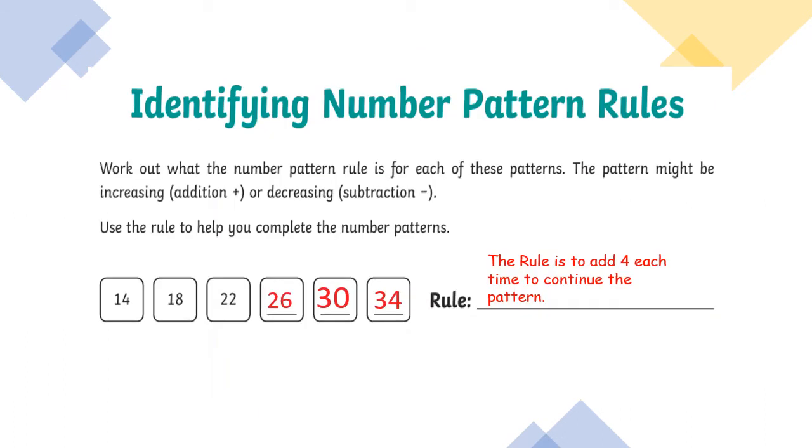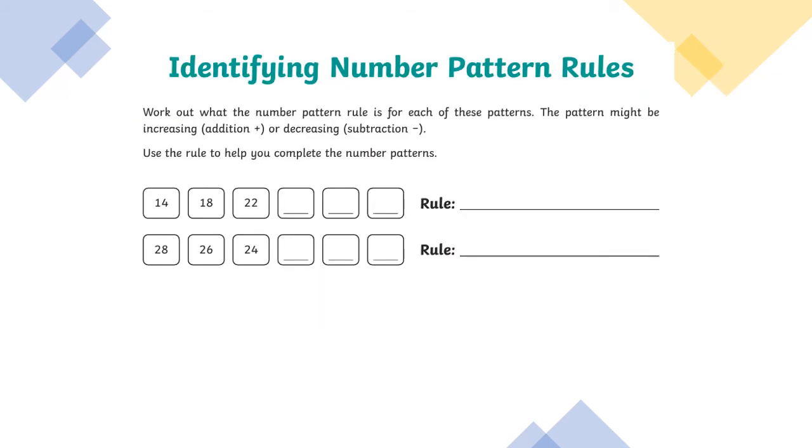14, 18, 22, 26, 30, 34. And the rule is to add 4 each time to continue the pattern. Hey, that was easy. Let's keep going. Okay, so now my second one. Let's have a look at my second one.